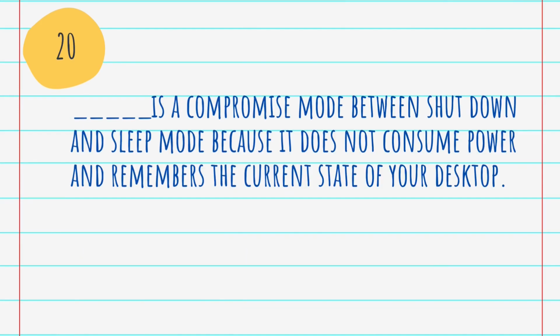Then question number 20. Dash is a compromise mode between shutdown and sleep mode because it does not consume power and remembers the current state of your desktop, and the answer is hibernate. Hibernate is a compromise mode between the shutdown mode and the sleep mode because it does not consume power and remembers the current state of your desktop.